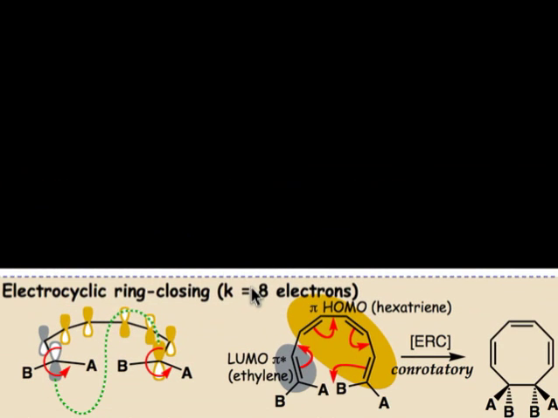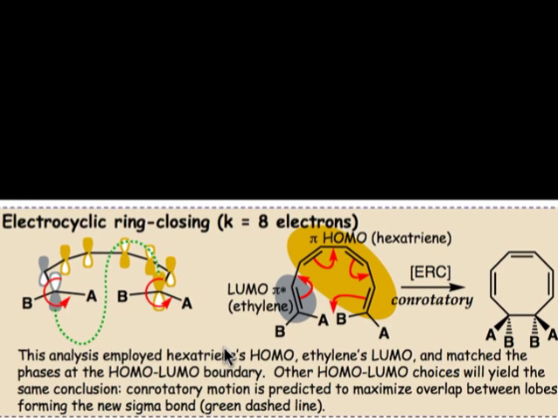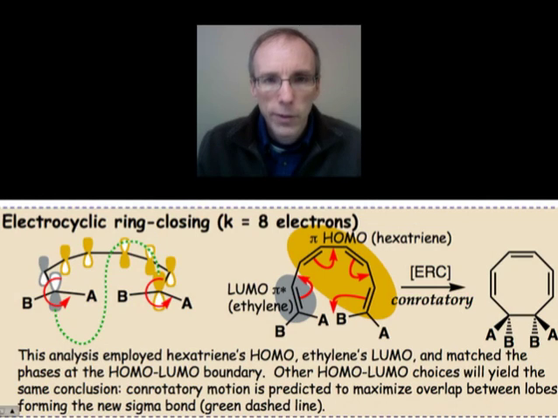I'll leave the 8-pi system for you to do on your own, and as you can read about down here, you can dissect this into HOMO-LUMO domains in any way that you would want. For example, you could choose 2 butadiene molecules if you wanted to, or you could choose, as was done here, the LUMO of ethylene and the HOMO of hexatriene. You'll be led to the conclusion that this is a conrotatory process. In the next webcast, we'll be moving on to look at the sigmatropic rearrangement reactions.